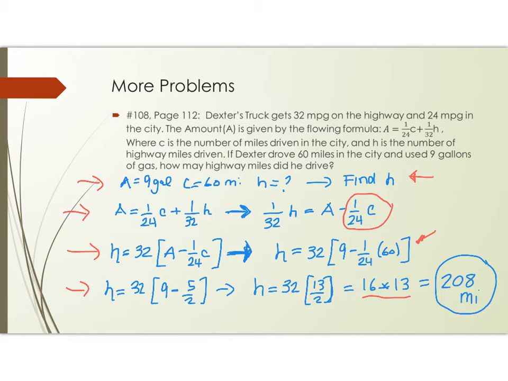So in this problem, I solved for H first before I plugged in the numbers. I don't necessarily have to do that. I could use the original equation and put the numbers in and then solve for H that way. So there are multiple ways to solve this problem, whichever works best for you.